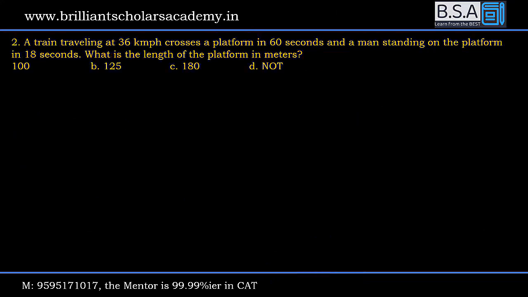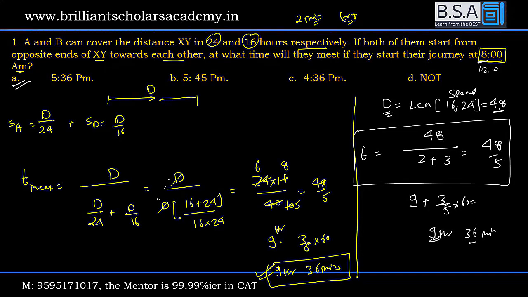Now let me recreate the same question. A and B can cover the distance between X and Y in 24 hours and 16 hours respectively. If A starts at 8 a.m. and B starts at, let us say, 12 noon, at what time will they meet? I have just now created a new question for you.